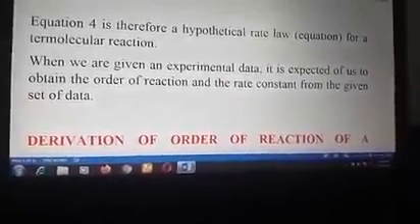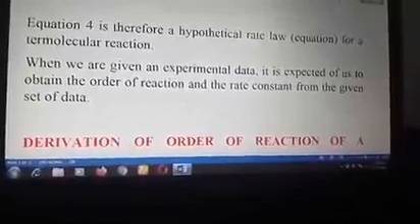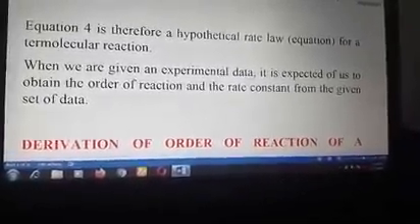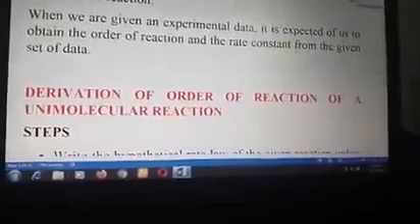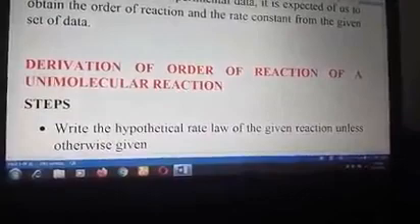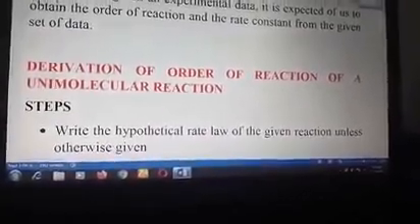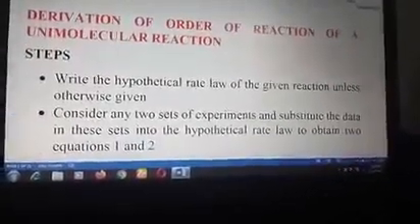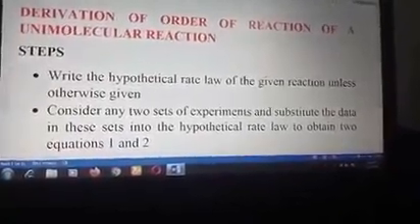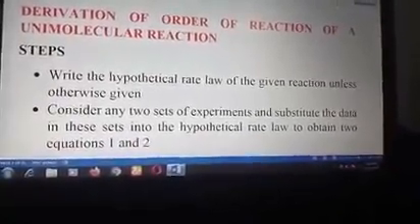So in this video, our interest is to learn how to obtain rate of reaction, order of reaction, and even rate constant when we are given experimental data. So look at the derivation of order of reaction of a unimolecular reaction. So let's look at the steps involved. Number 1, write the hypothetical rate law of the given reaction unless otherwise given.